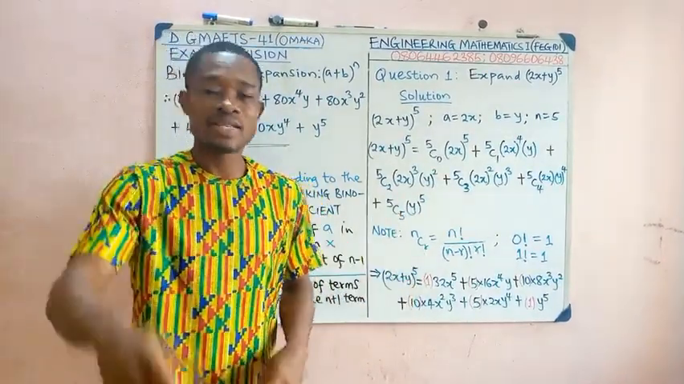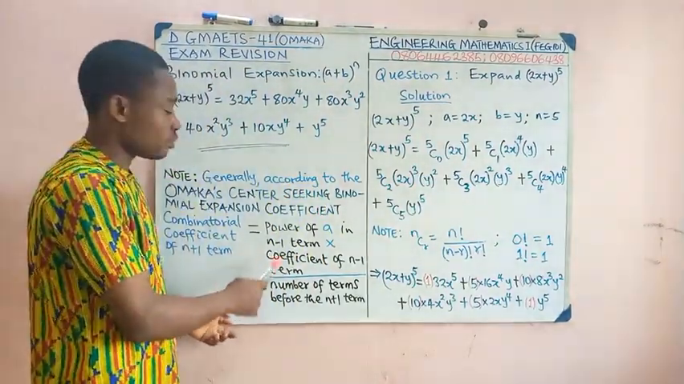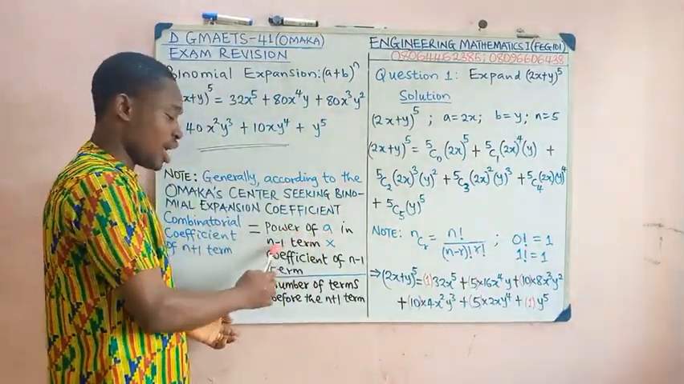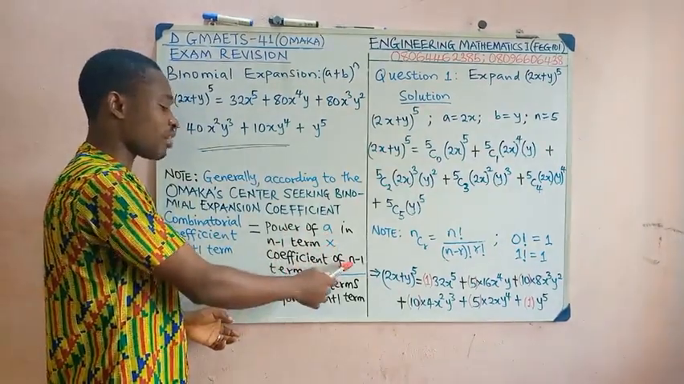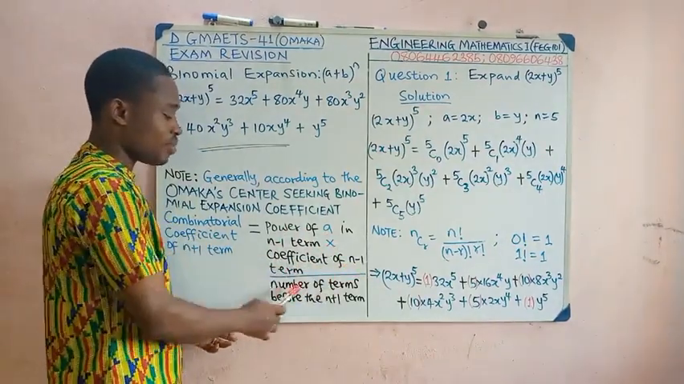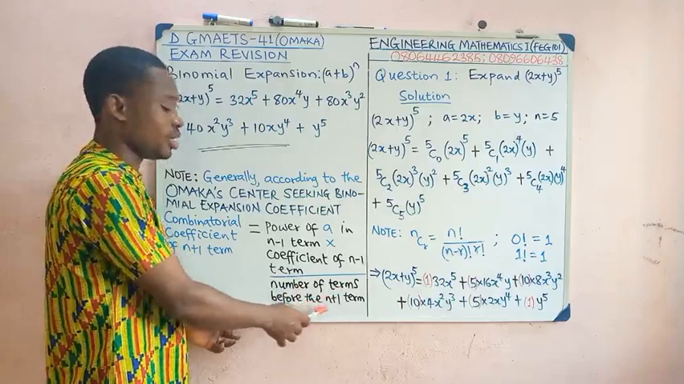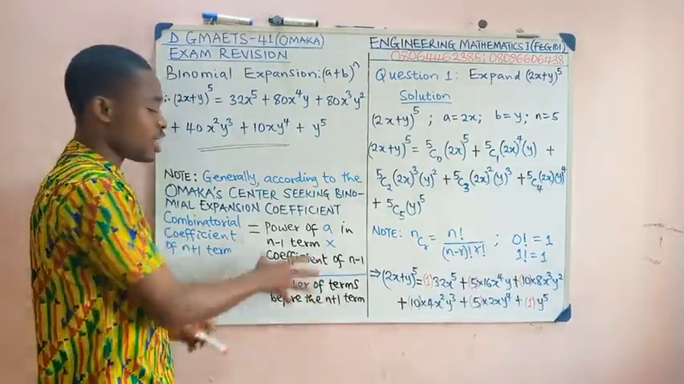Can we? The answer is yes. This formula can help us: power of a in the n minus 1 term times the coefficient of the n minus 1 term, divided by the number of terms before the n plus 1 term. Now let me explain this.